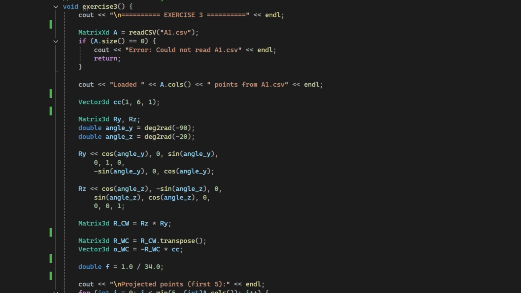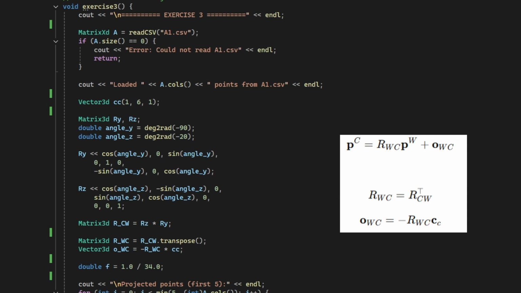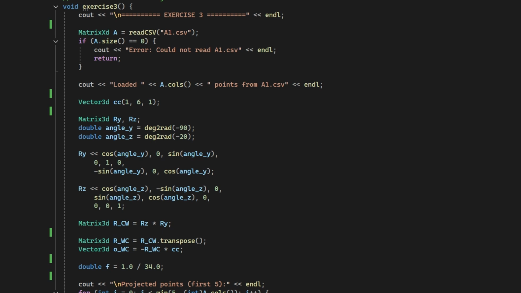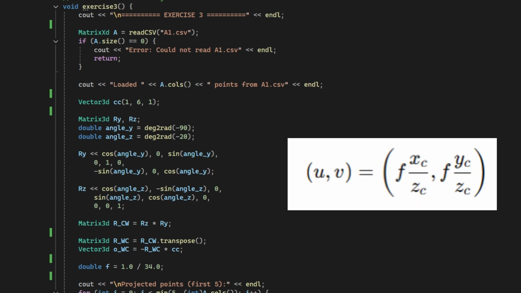Then, our world to camera transformation. To express our point in the camera frame, we have that expression, and it became that. So this moves the world so that the camera becomes the origin. And finally, we have our perspective projection. Once a point is in camera coordinates, we have this function. This is the pinhole camera model. This is exactly what the code computes.